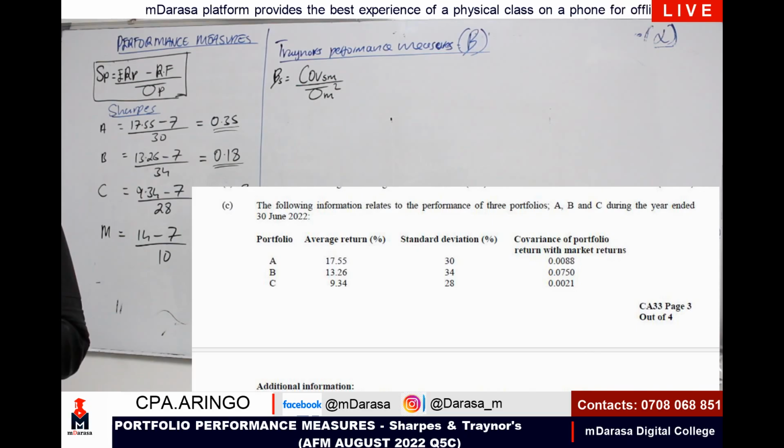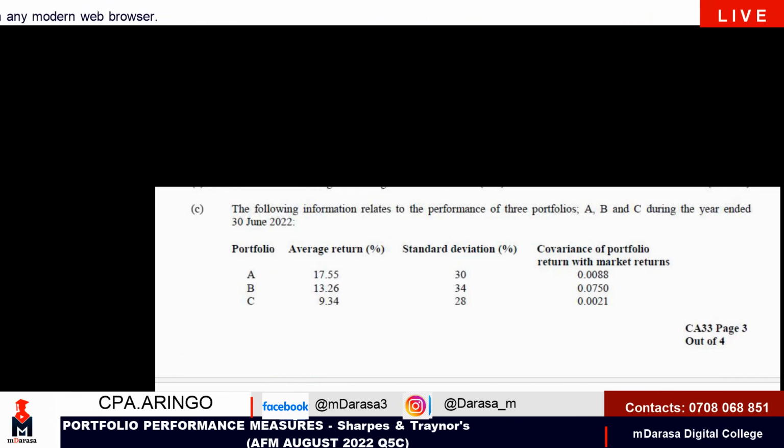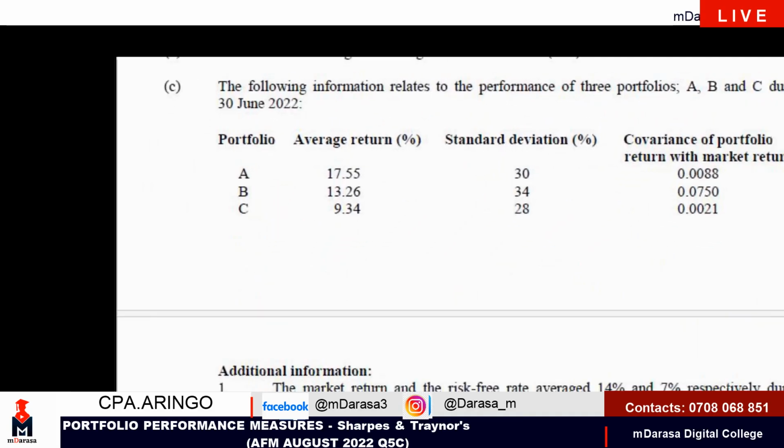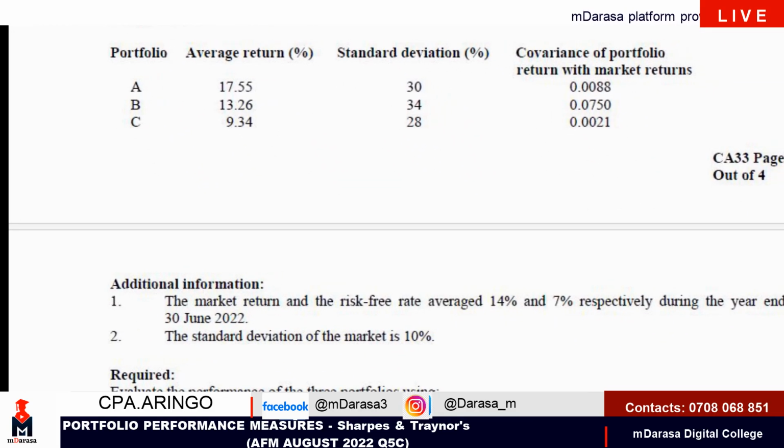Looking at this, to determine our beta, the first thing is to identify the covariance. For security A, I can clearly see I was given the covariance of our portfolio return and market return, 0.0088. Do you have the standard deviation of the market? You're given the standard deviation of the market, which was 10%, right? So in this case, you should be talking of 10% squared, which is 0.1 squared. Let me show you. Look at note number 2: as per note number 2, the standard deviation of the market is 10%.